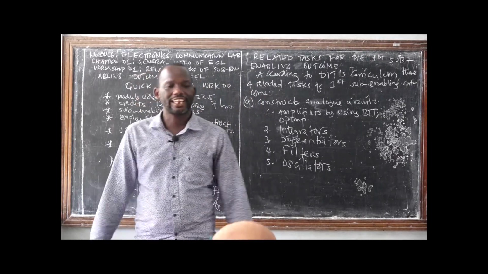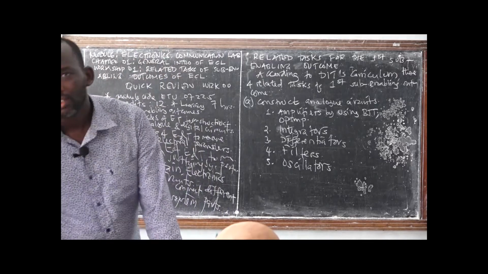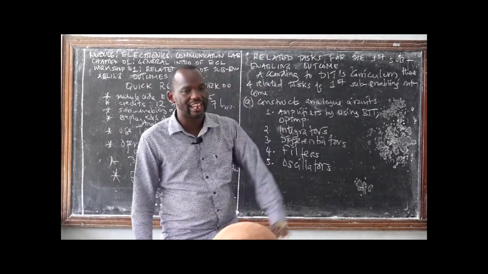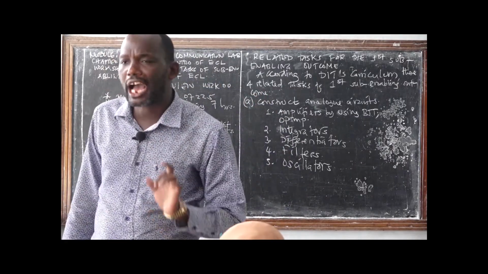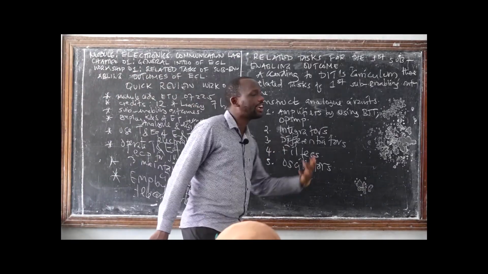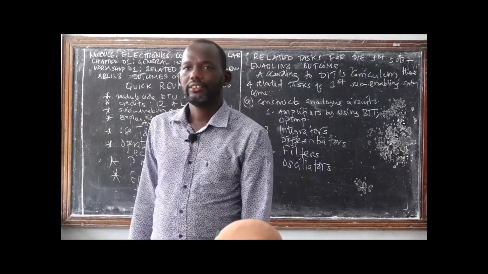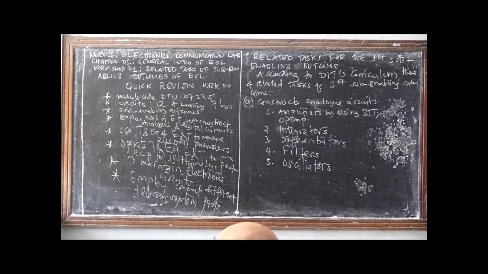So class, let us say amplifiers. We are using amplifiers in electronics communication, and we have different types of electronics communication amplifiers. Then the second circuit is called integrators. Say integrators. Can we construct integrators by using bipolar junction transistor?